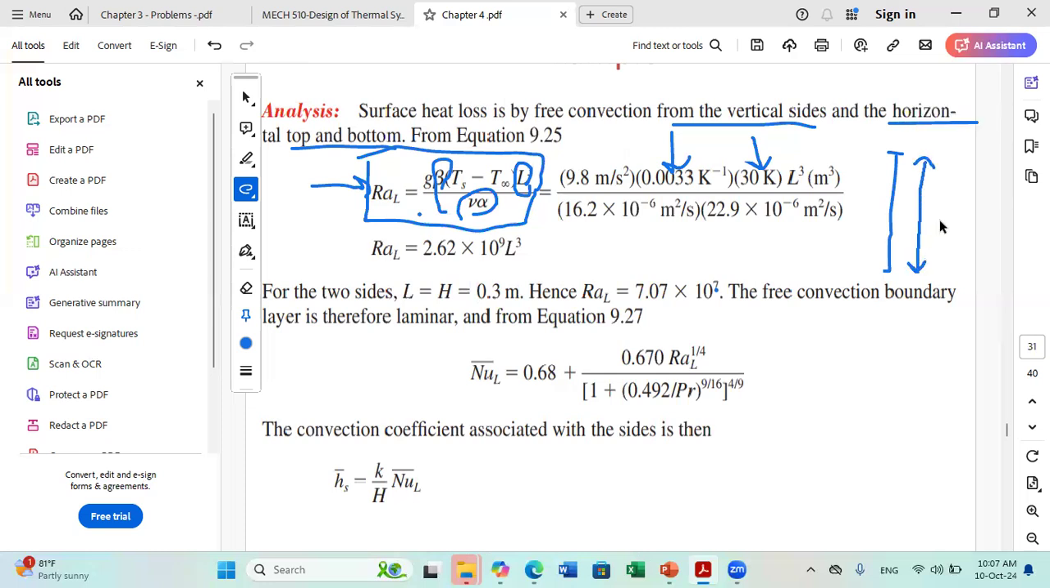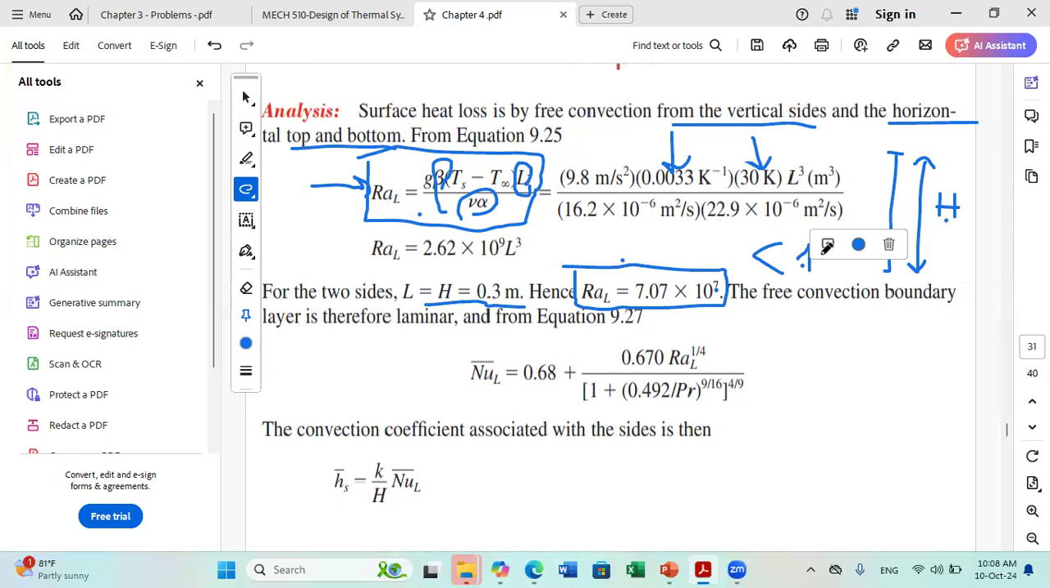I just consider the height. So please pay attention. The Rayleigh number is not the same for all surfaces because the characteristic length L will vary from horizontal to vertical surface. For vertical surface, I replace the characteristic length by the height, which is 0.3. And then I get my Rayleigh number, equal to 7.07 times 10 to the power 7. So this is smaller than 10 to the power 9.